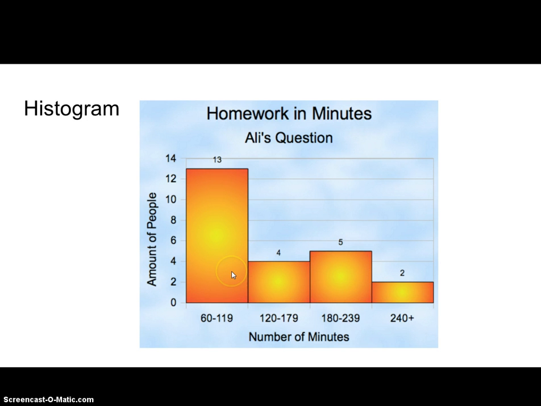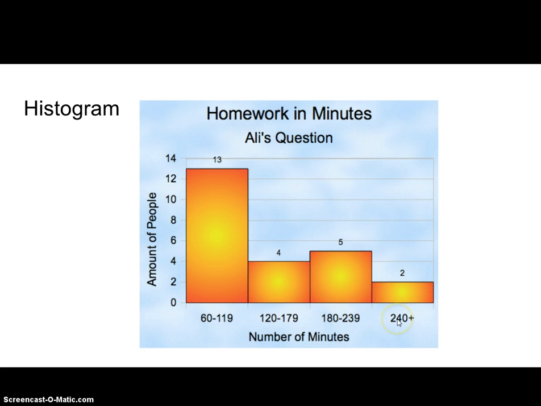Now, the histogram displays quantitative data. In this case, we have frequency on this side, and these are our bins. Our bins are what values each rectangle represents. So between 60 and 119 minutes, we have 13 people that fall somewhere in there. Now, it looks like, oh, wait a minute, this is a bar chart, and these are categories. No, they're not categories. These are numerical data.